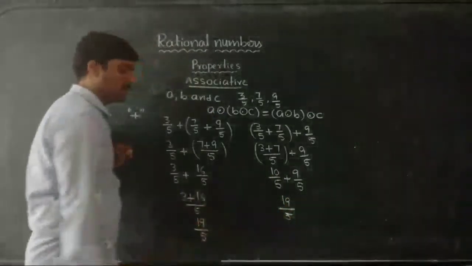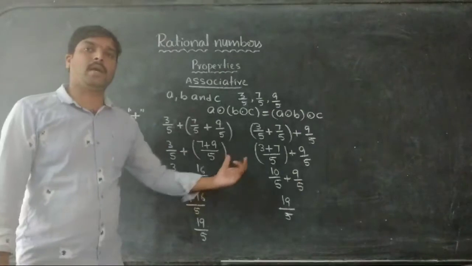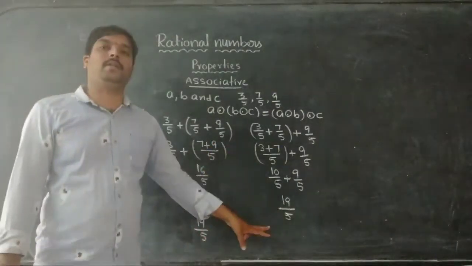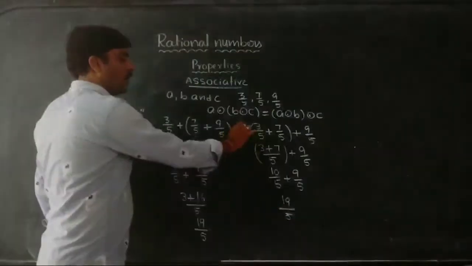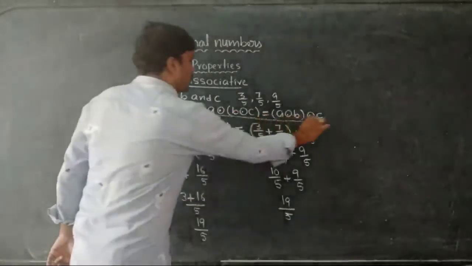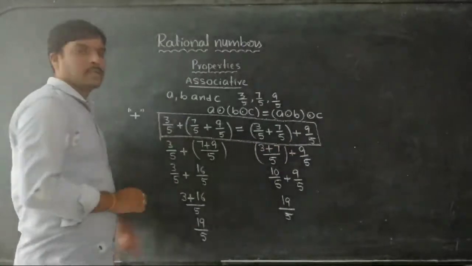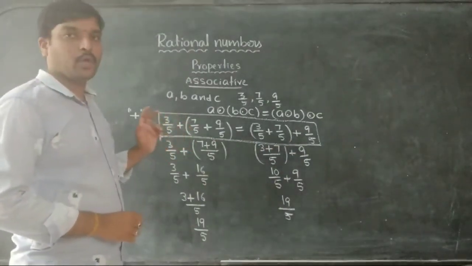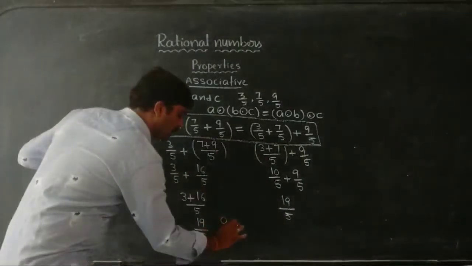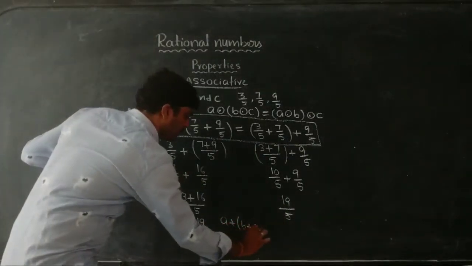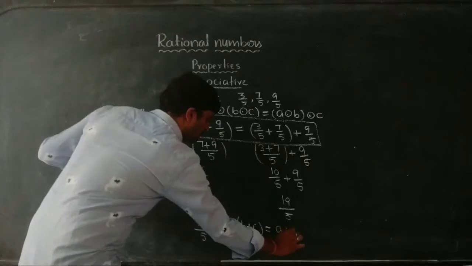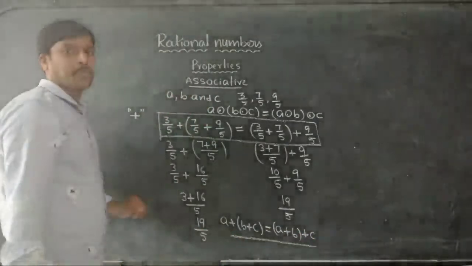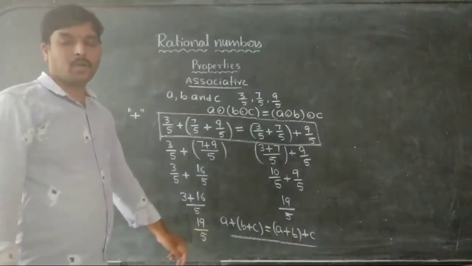Observe these two. LHS and RHS are both equal. Here 19 by 5, here also 19 by 5. Finally these two are equal. So this is the associative property under addition. Finally we conclude (A plus B) plus C is equal to A plus (B plus C). This is the associative property under addition. Okay?